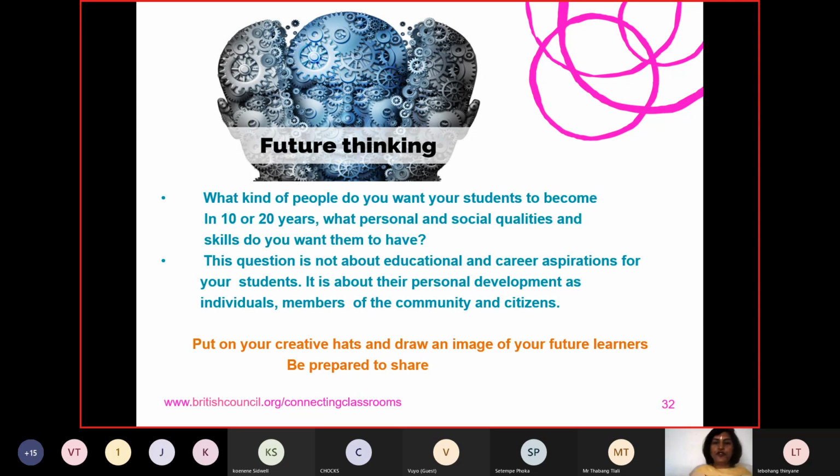Remember I told you to bring paper, pen. So I want you to take out your pen, your paper, your colored pens. I want you to put on your creative hats and draw an image of the future learners and be prepared to share. You can draw a picture of a person, do whatever you like, but most importantly, I want those points. What does this learner look like?